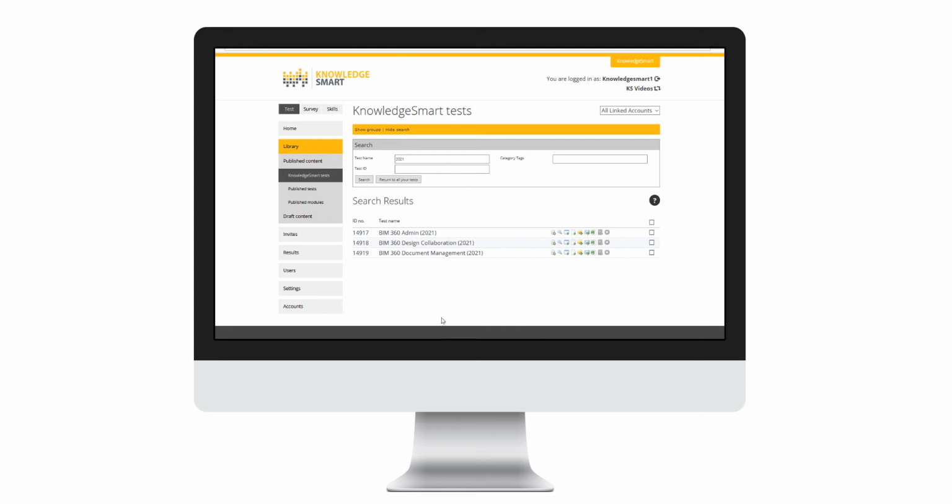So the first thing that you'll notice is that there is a specific assessment now called BIM 360 Admin. So we've tried to group or collate all the questions that would be only specific for a person dealing with the administrator role within BIM 360. And then we've created two additional assessments, one focusing on design collaboration and the other one focusing on document management.